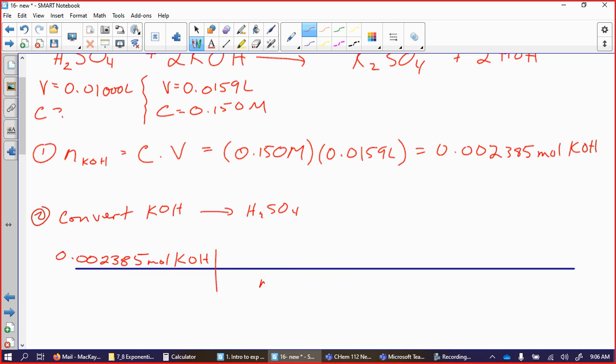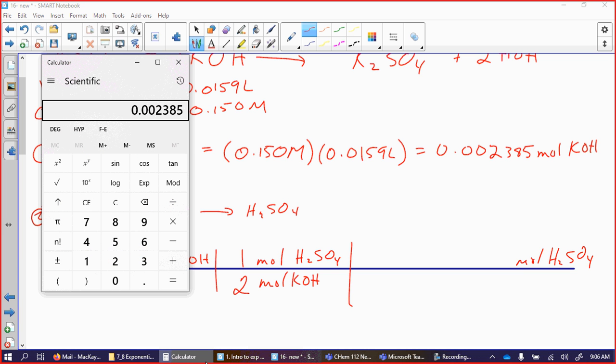I want to get rid of potassium hydroxide. I want to convert it to moles of sulfuric acid. We go to our balanced equation. 1 mole of this uses 2 moles of that. That's going to give us moles of sulfuric acid.